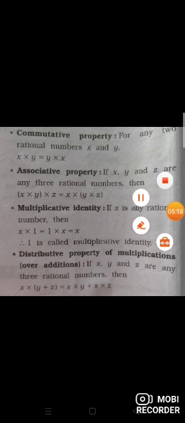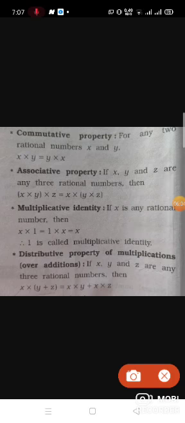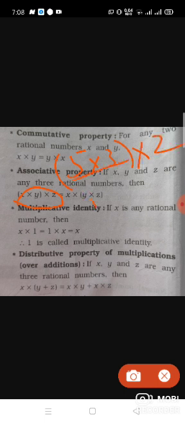Now we are going to see the associative property. If x, y, z are any three rational numbers, then (x into y) into z is equal to x into (y into z). Again we are taking the values, we are going to see this one first: x is equal to 5, y is equal to 3, and z is equal to 2. So 5 threes are 15, 15 twos are 30, so it is the same.